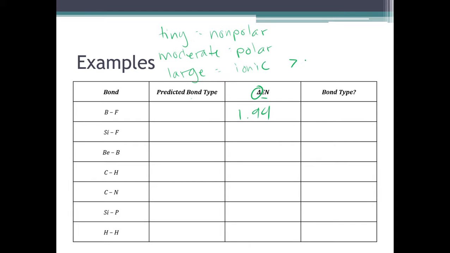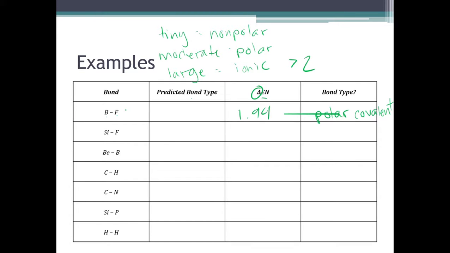Ionic is anything bigger than 2, but it is 2 nonmetals, which we've been learning for a large portion of the year. 2 nonmetals should be covalent, and it is covalent. It's a pretty large covalent difference, which means this is polar. This is a polar covalent bond.